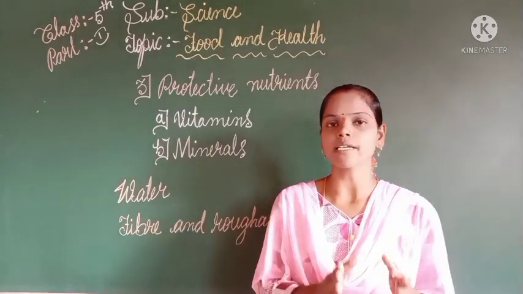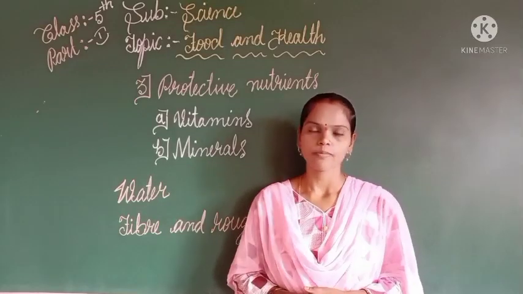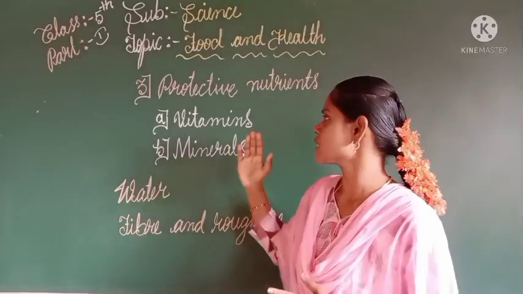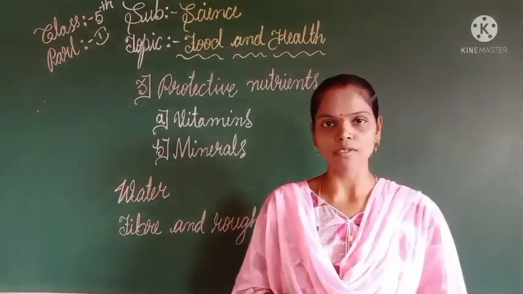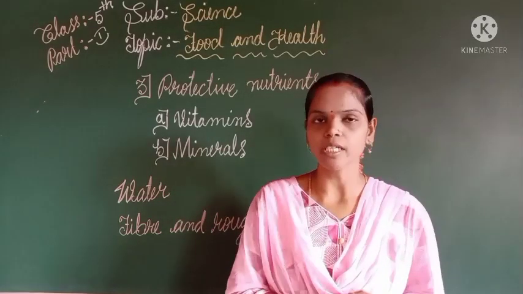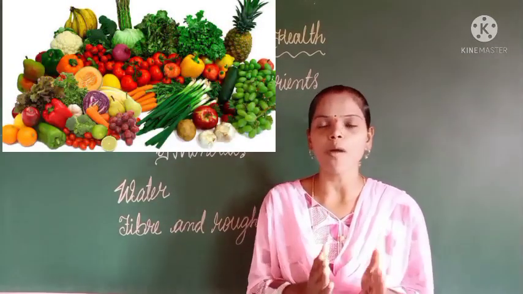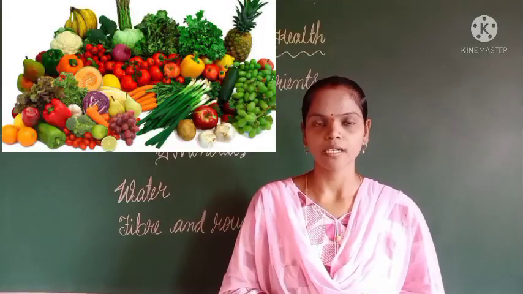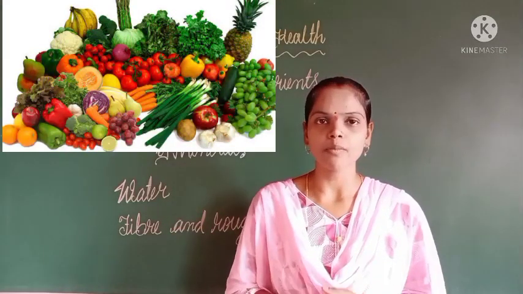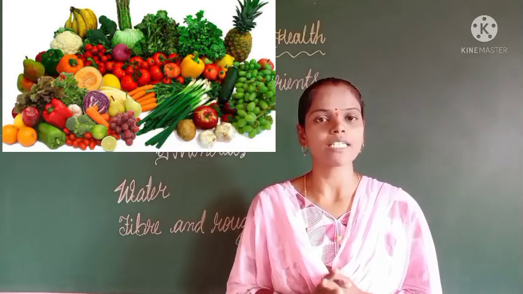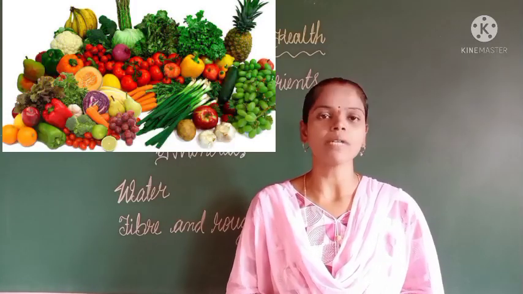So dear students, let us know in detail about vitamins and minerals. First one is vitamins. Vitamins are needed in smaller quantity by the body. Which foods contain them? For example, leafy vegetables, green leafy vegetables and fruits contain vitamins and minerals.